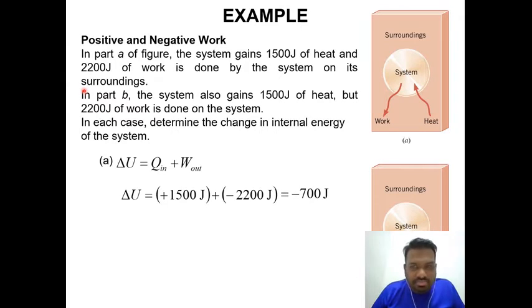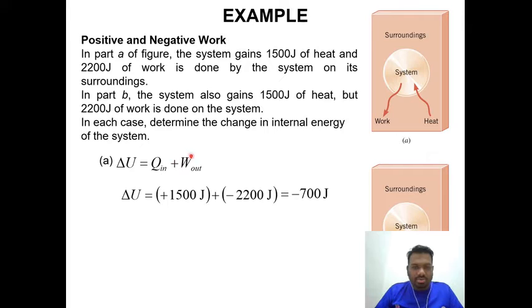Here you have positive and negative work. In part A of the figure, the system gains 1500 joule of heat and 2200 joule of work is done by the system. You need to highlight this kind of keyword. By the system means the system is doing work, so energy is lost. You need to understand that. So you have heat entering the system and also work being done. They ask you to determine the change of internal energy. Based on this, we have the formula.